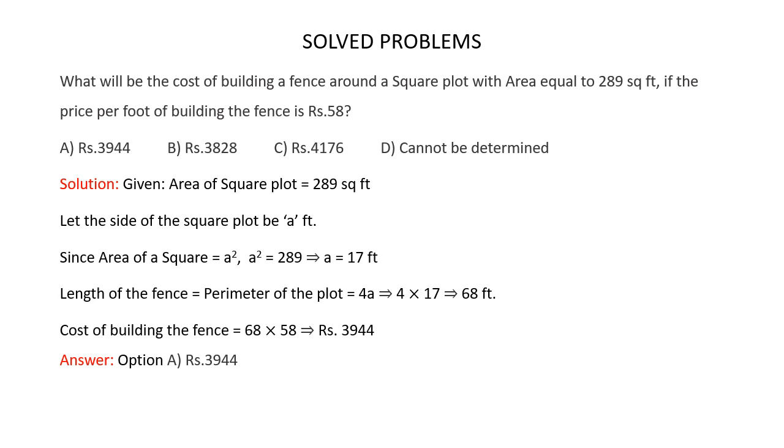Now it's given that to build 1 foot of the fence, the cost would be rupees 58. So to build 68 feet of fence, the cost would be 68 multiplied by 58, which is nothing but rupees 3,944. So cost of building the fence is rupees 3,944. The correct answer is option A, rupees 3,944.